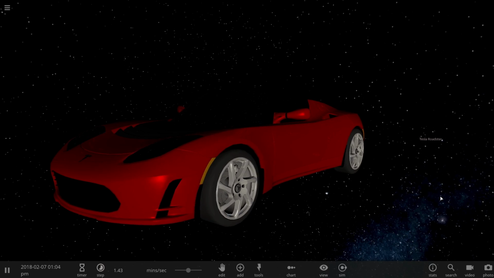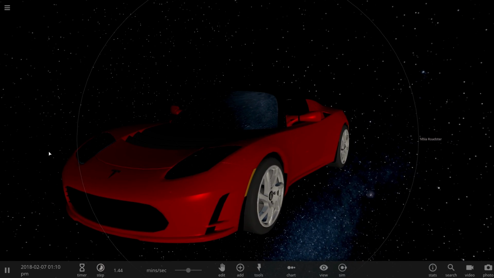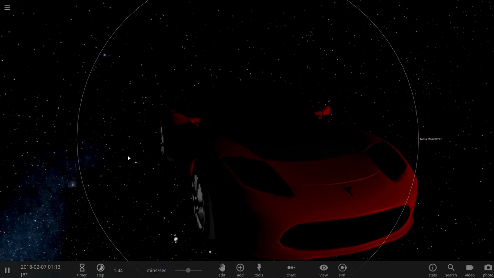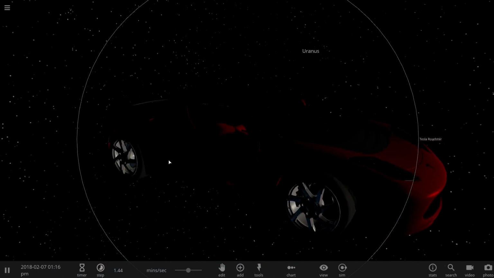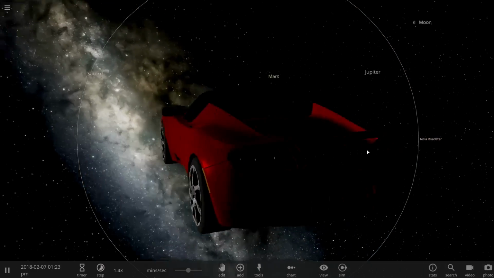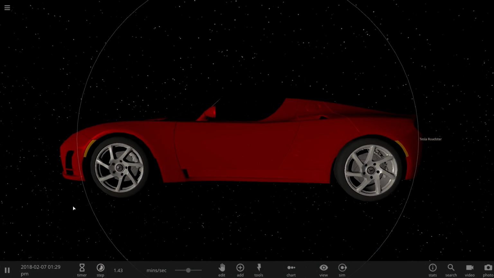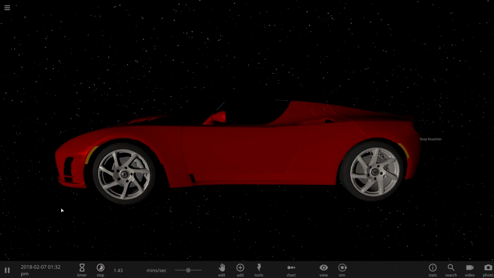We're going to take a look at the newly added Tesla Roadster in Universe Sandbox Square, and then we're going to do something silly to it. We're going to turn it into a very massive object and basically create a supermassive black hole using this weird car in space. Anyway, welcome to What the Math.